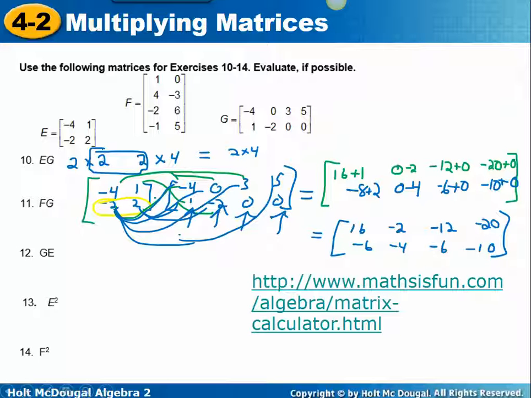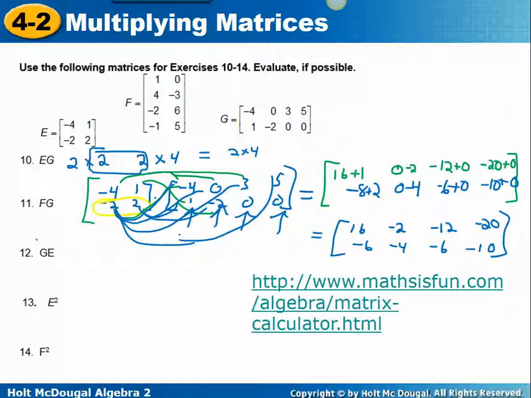Now, of course, you can check that with the online calculator and see if you made any mistakes. All right, let's do one more. F squared. This is a 4 by 2. Can you square it? No. Not possible, not defined. You can only square a square matrix, a 2 by 2 or a 3 by 3 or so on. E you can square.